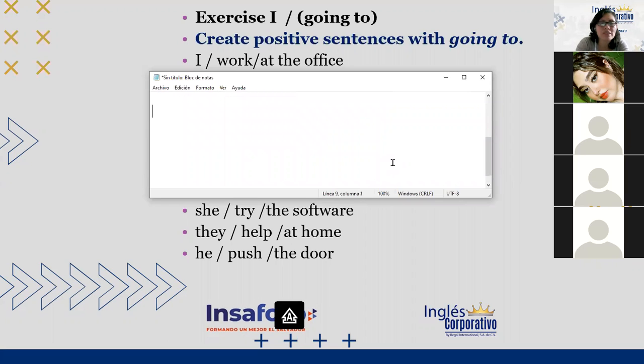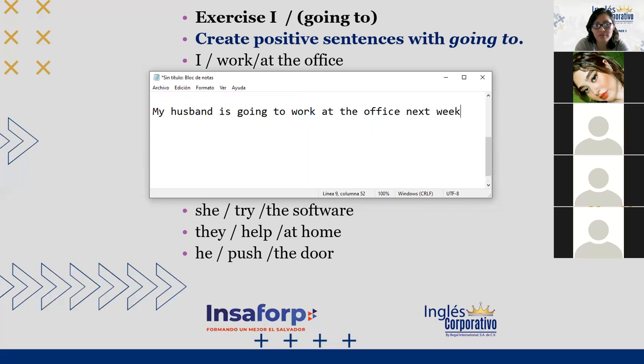And I can come and say, my husband is going to work at the office. My husband is going to work at the office. Y todavía si quiero yo le agrego algo más. My husband is going to work at the office next week. Okay. What about you? Ahora ustedes, right?